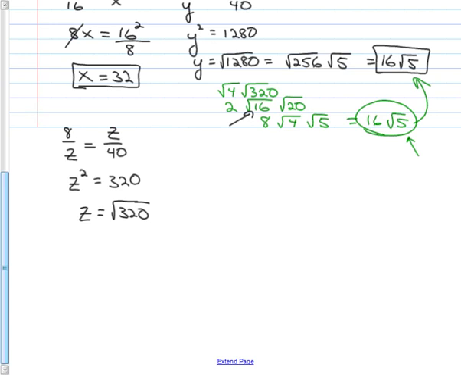60 is not a perfect square. 64. How many times does 64 go into 320? 5 times. And what's the square root of 64? 8, so 8 square roots of 5. If you think of the biggest perfect square, you can do it in one step. If you don't, you just keep going until it's fully simplified.